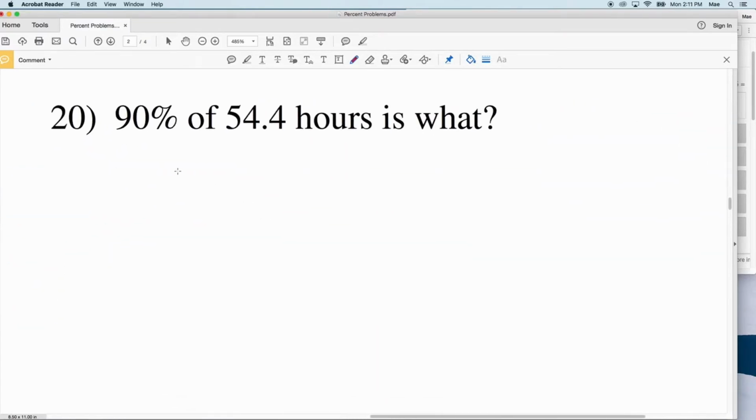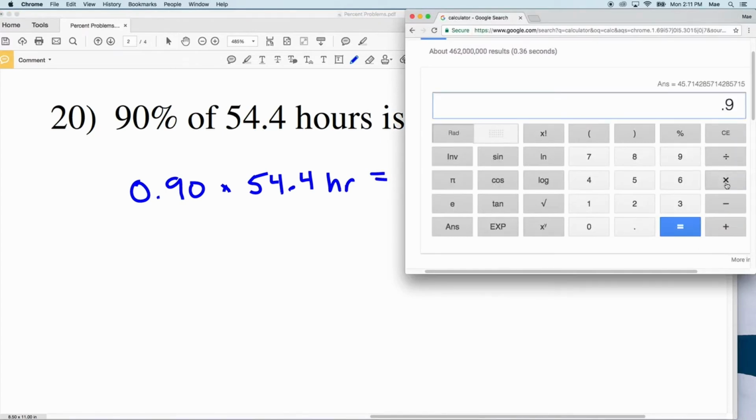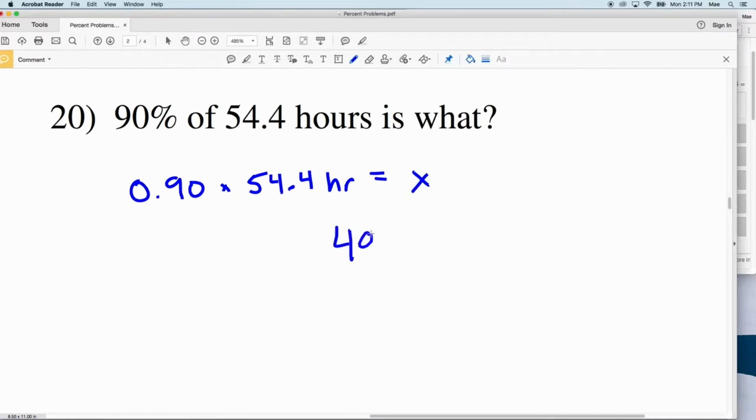And number 20, 90% of 54.4 hours is what? 0.90 of that 54.4 hours, so multiplied by 54.4, is equal to what? 0.9 times 54.4 is equal to 48.96, which rounds to 49 hours. So 90% of 54.4 is 49 hours.